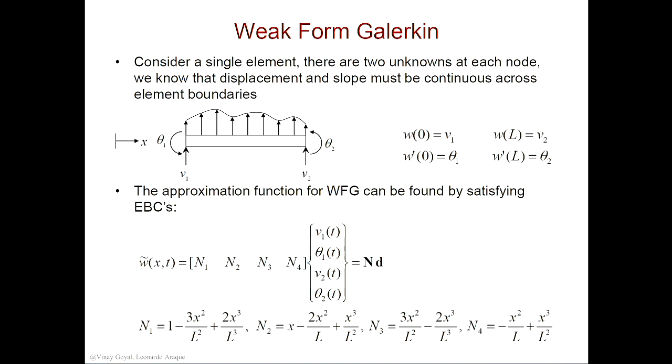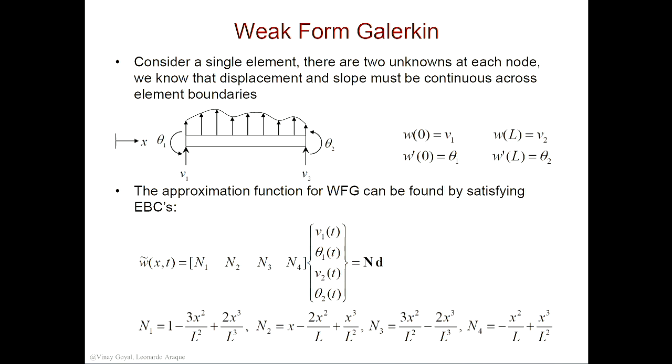All right. So these are the deflections and the rotations for that beam. I'll give them names: V1, theta 1, V2, theta 2. V1 and theta 1 for the node on the left, V2 and theta 2 for the node on the right. The approximation function I'll select will look like this: N1, N2, N3, N4, times V1, theta 1, V2, theta 2.